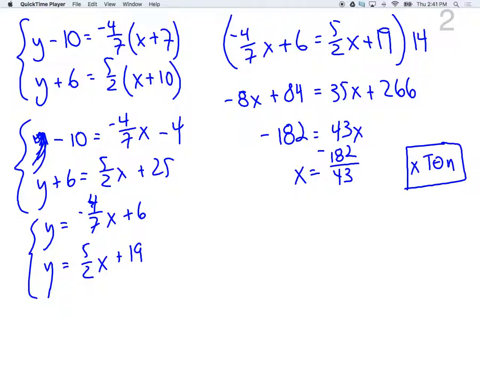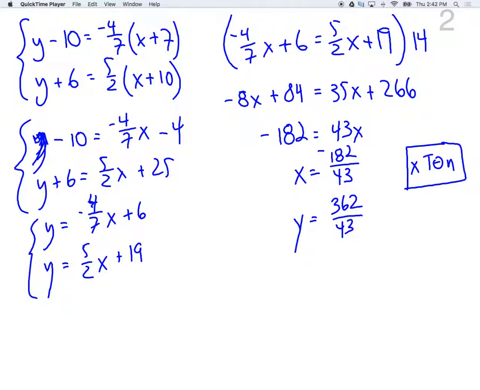Now all I need to do is come down to one of these, and I use the bottom one. Type this in as exactly as it appears. And if you're feeling saucy, you could even do 2.5x plus 19. And it spits out a y value of, convert that back into a fraction, 362 over 43.